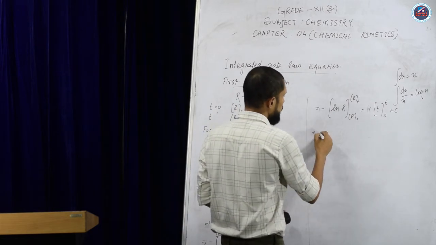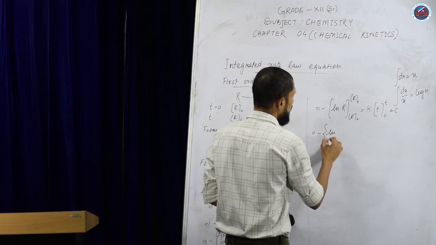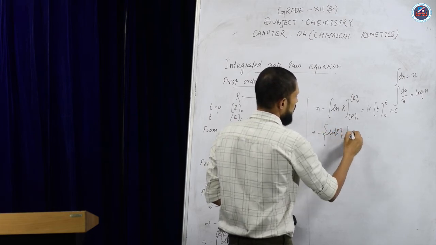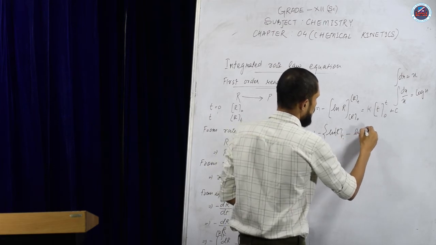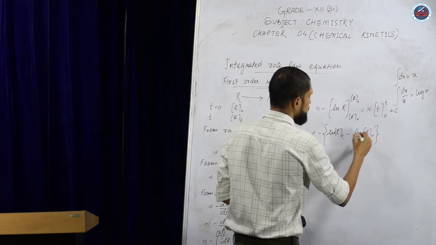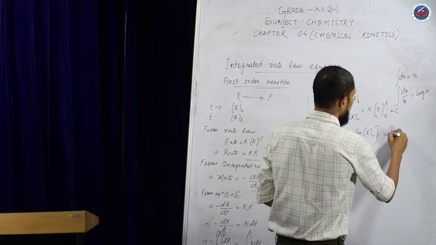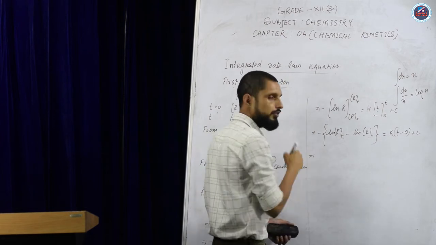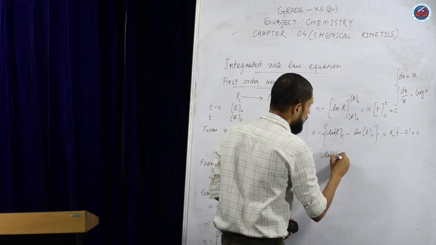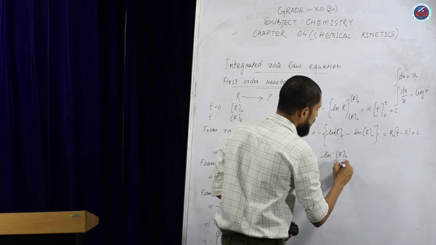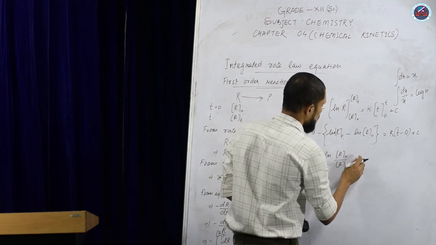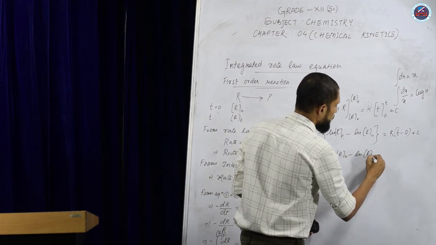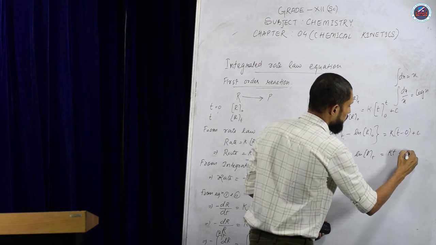Let us put the limits. So minus ln of Rt minus ln of R0 is equal to K t minus 0 plus c. If you multiply by the negative sign, you will get ln of R0 minus ln of Rt is equal to K t plus c.